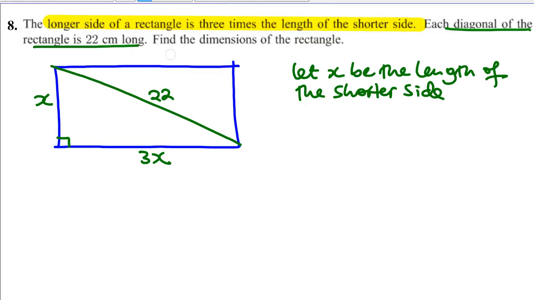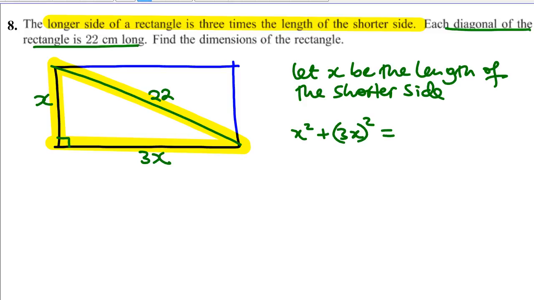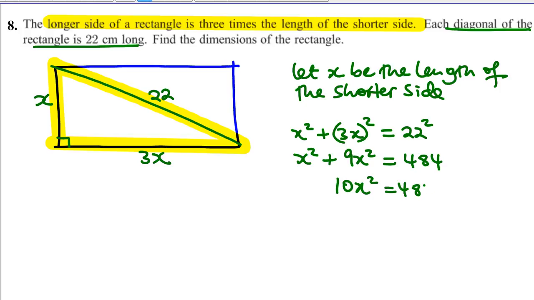Now, if we focus on this rectangle here, we can calculate the value of x by applying the Pythagorean relationship. So what I mean by that is x squared plus 3x squared will be equal to 22 squared. So x squared plus 9x squared will be equal to 484. So 10x squared will be 484.